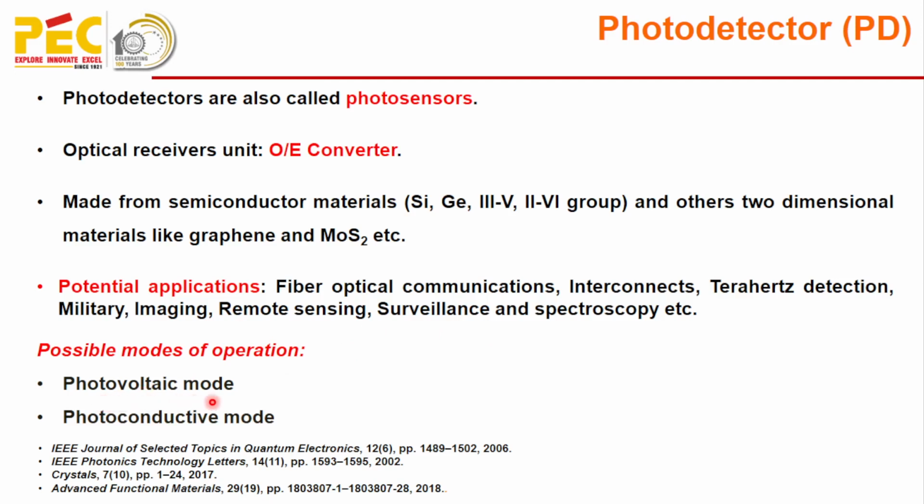Photodetector will work in the two modes of operation: photovoltaic mode, in which diode is operating without the bias voltage. They can also work in the reverse bias voltage, which is known as photoconducting mode. So photodiode is the current source with or without the bias voltage.